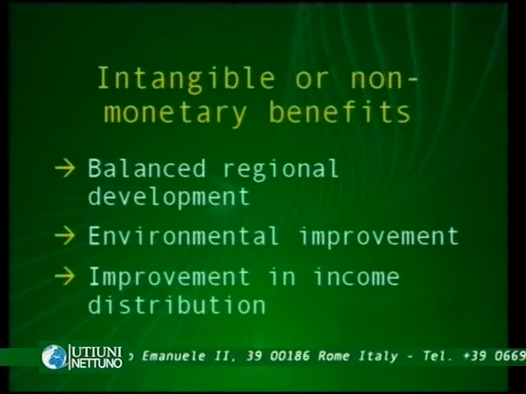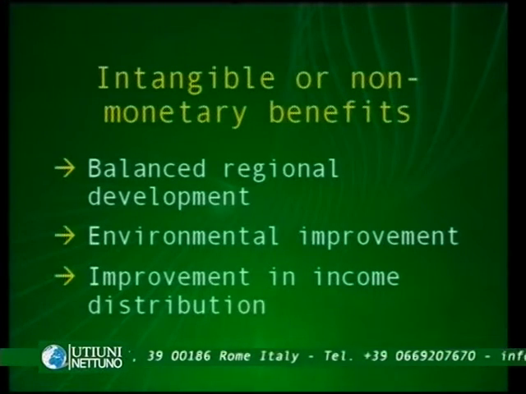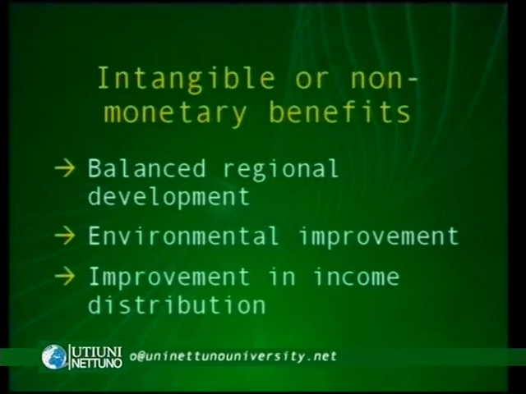An environmental improvement: if a project has a positive impact on the environment, this is something that you could not quantify from a monetary point of view, but it's clearly an important merit of the project. You could have an improvement in income distribution, so again you could reduce the disparities between social groups in terms of income, and therefore attain a social objective that again is of a non-monetary nature, but it could be highly relevant for the social analysis of this project and for the social goals of a given nation or region.